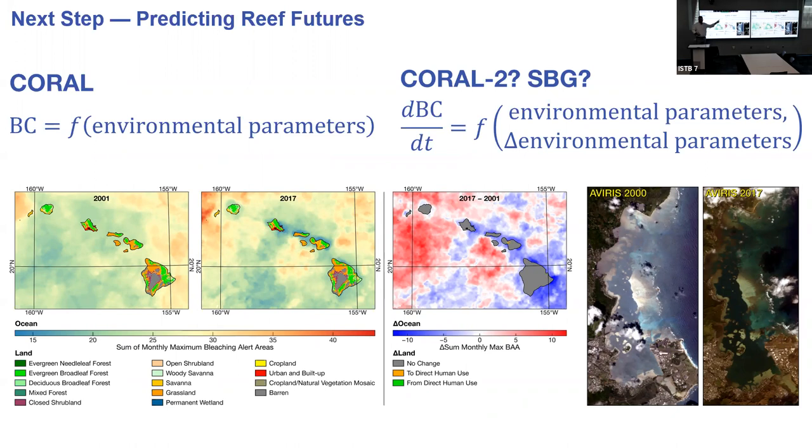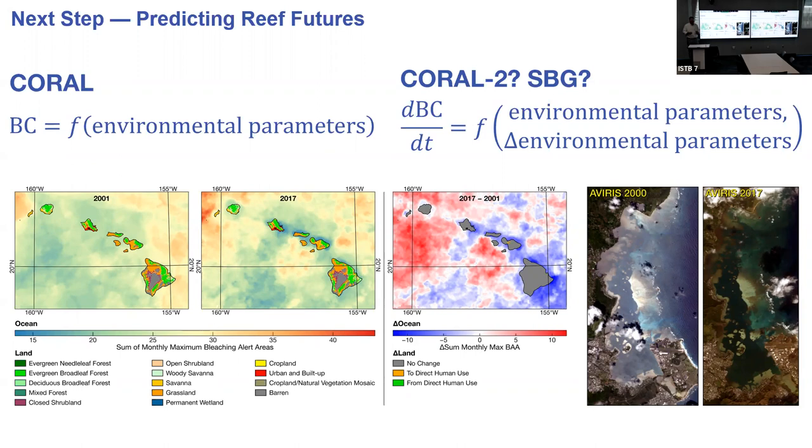You have wave height and you relate it, it's static. With Coral two, or the new SBG mission I mentioned, or some other data set, maybe you could make a model like this where the change in coral cover over time is a function of course of environmental parameters, but also the change over time of the environmental parameters. Make a dynamic model. And that would let us hopefully actually predict reef futures.